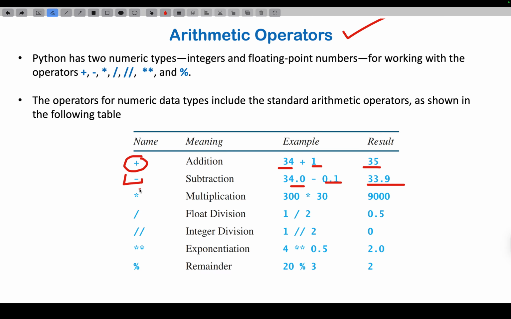Then there's multiplication. Now this is slightly different because in the real world you have a multiply sign like this, isn't it? But here in Python it's an asterisk, or whatever you call it, right? This sign everybody is familiar with. This is on the keyboard, normally above 8. So this is multiplication. So if I say 300 multiplied by 30, it is 9,000. Simple math.